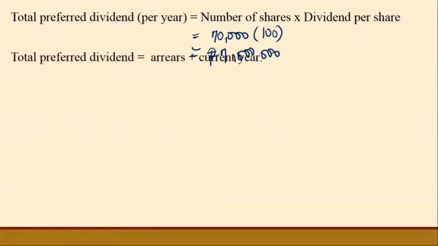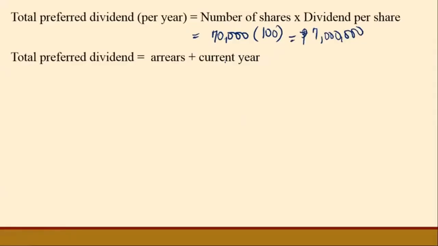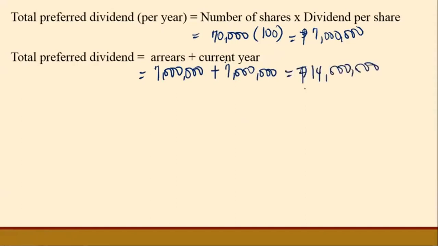Another one is the total dividend, the arrears plus the current year. For the total preferred dividend, we have the arrears, which is 7 million, plus 7 million for the current year. So this is equal to 14 million pesos total preferred dividend.